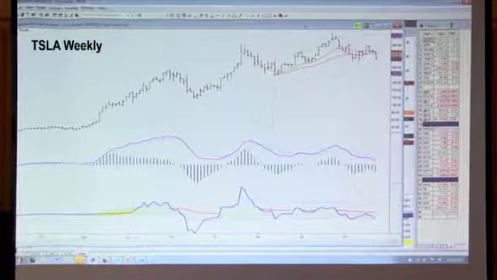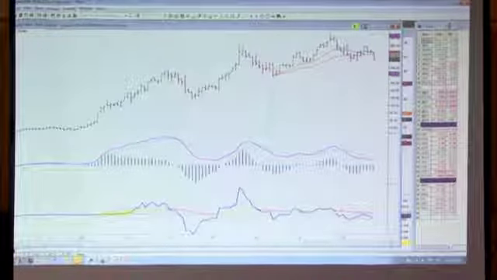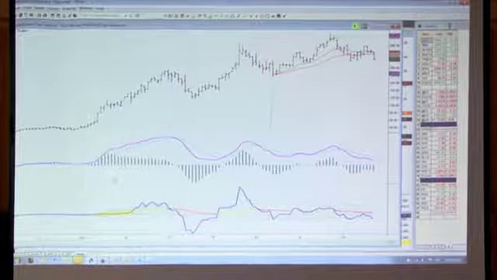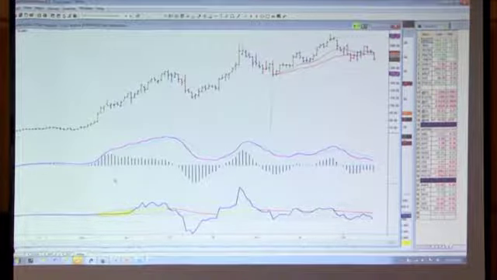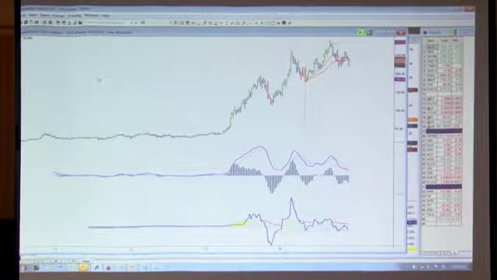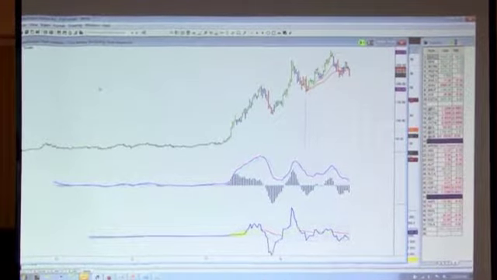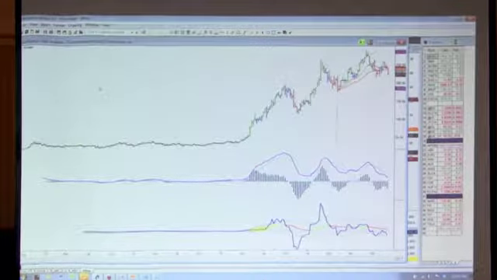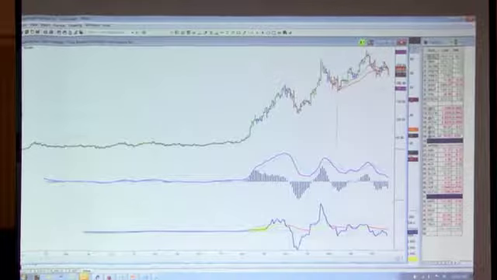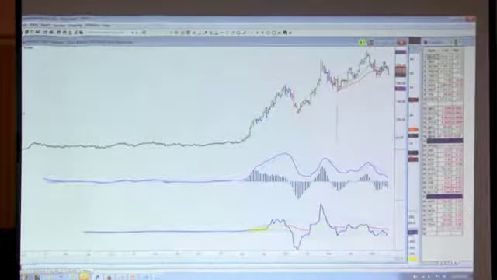Here's a chart of Tesla. It's a weekly chart, and it covers just about 2 years of trading. Here is a weekly chart that covers all of history of Tesla, which is about 4 years old. So some brilliant genius bought it at $20.